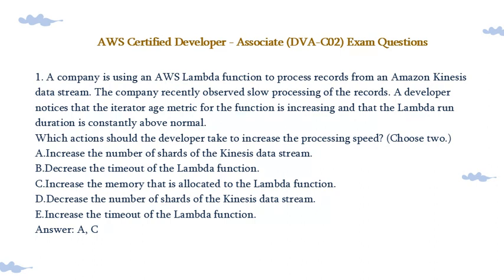Choose 2. A. Increase the number of shards of the Kinesis data stream. B. Decrease the timeout of the Lambda function. C. Increase the memory that is allocated to the Lambda function. D. Decrease the number of shards of the Kinesis data stream. E. Increase the timeout of the Lambda function. Answer: A, C.